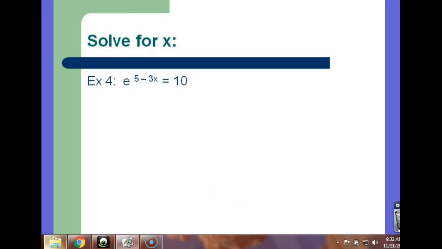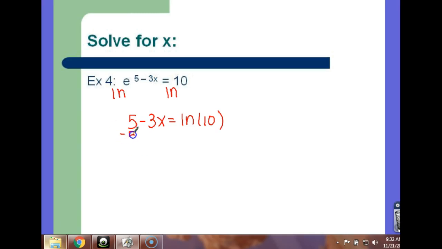Okay. So now these are the reverse of that. Now we have e's and we have to get rid of e. So to get rid of e, the rule is still the same. We ln it. So we're going to ln both sides. So we get 5 minus 3x equals the natural log of 10. Much like e raised to a power, the natural log of 10 is simply a number.